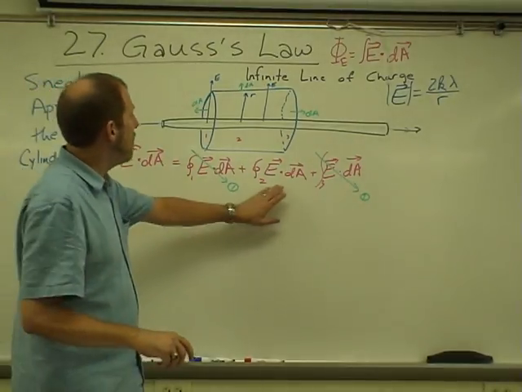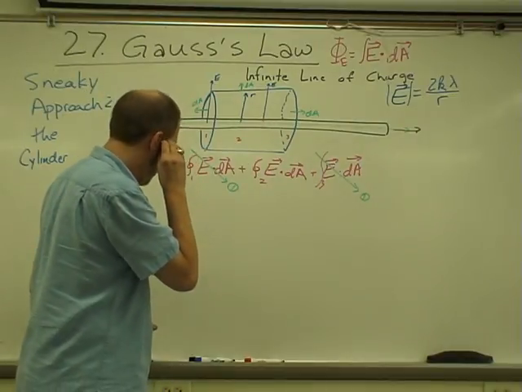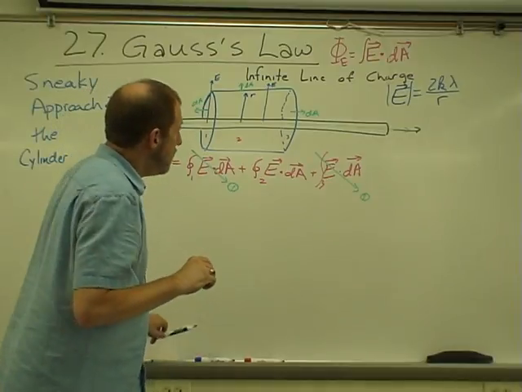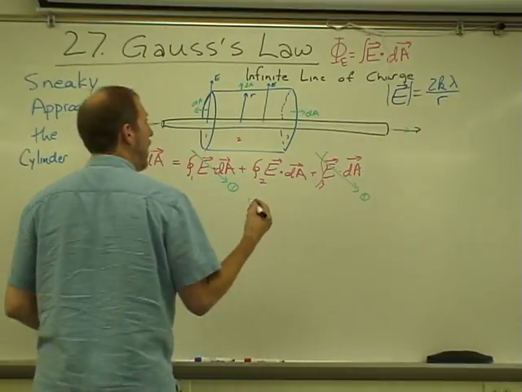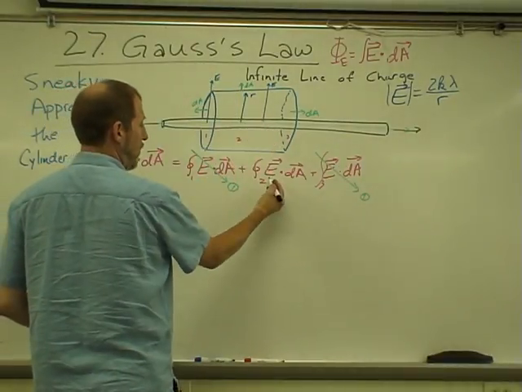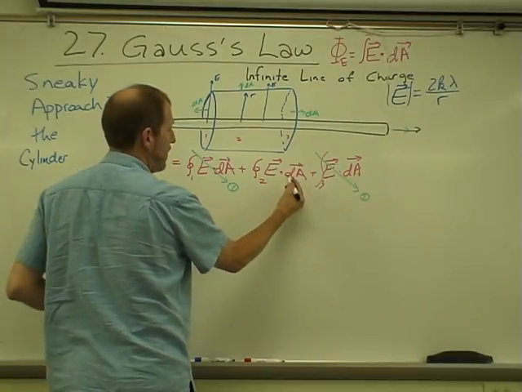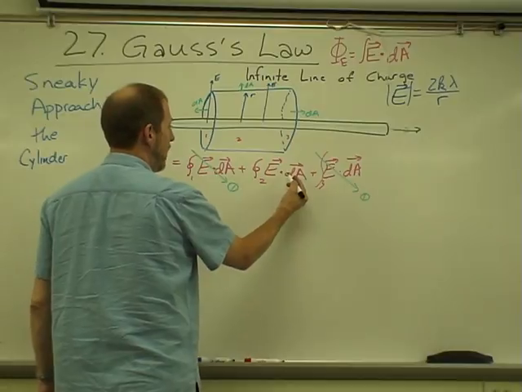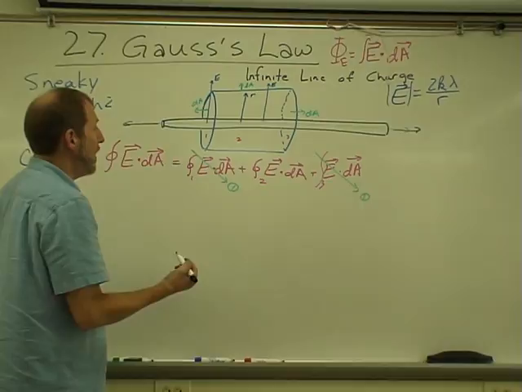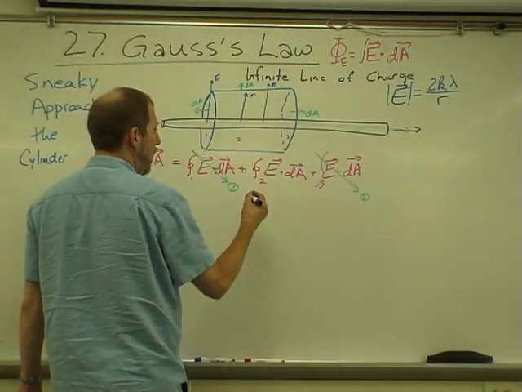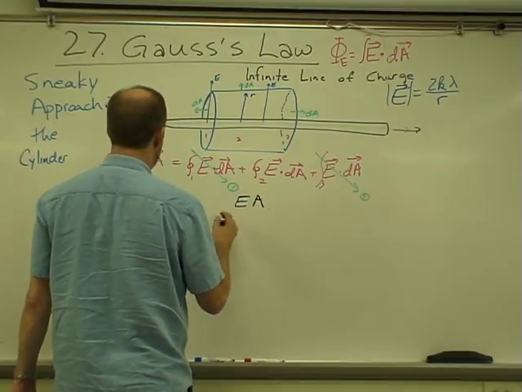And I've just got this remaining integral, which is, okay, the electric field. In each one of these cases, the electric field here is still parallel to dA, so E dot dA is just E times dA. The electric field is constant over surface 2, or its magnitude is constant over surface 2. So it just becomes E times A.